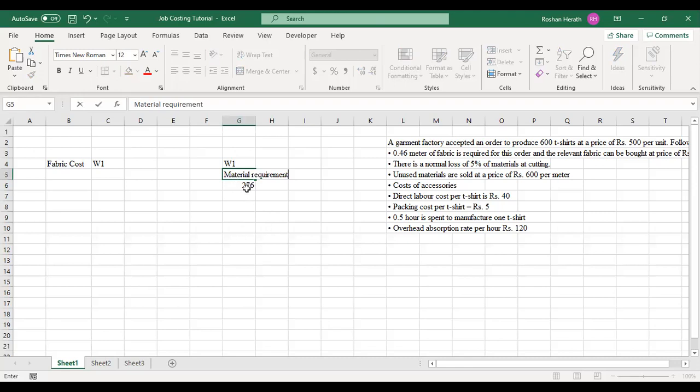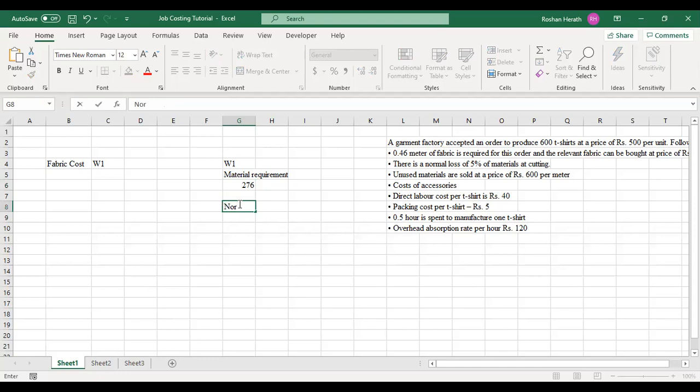But here it says that there's a normal loss of 5% material at cutting. So here you have considered the material that is required, or material that becomes part of the final product. But here you must consider that particular 5% normal loss. You know, in the process, it incurs the normal loss.